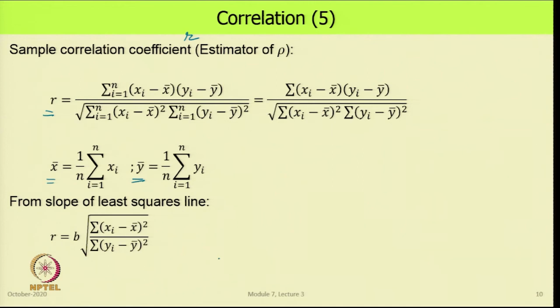One can see a similarity with the least squares line we have just drawn, that is R is b times these terms, square root of summation (x_i minus x bar) squared over summation (y_i minus y bar) squared. So, we could even do this, look at the slope of the line and then this term, and that tells you what the correlation coefficient is there.